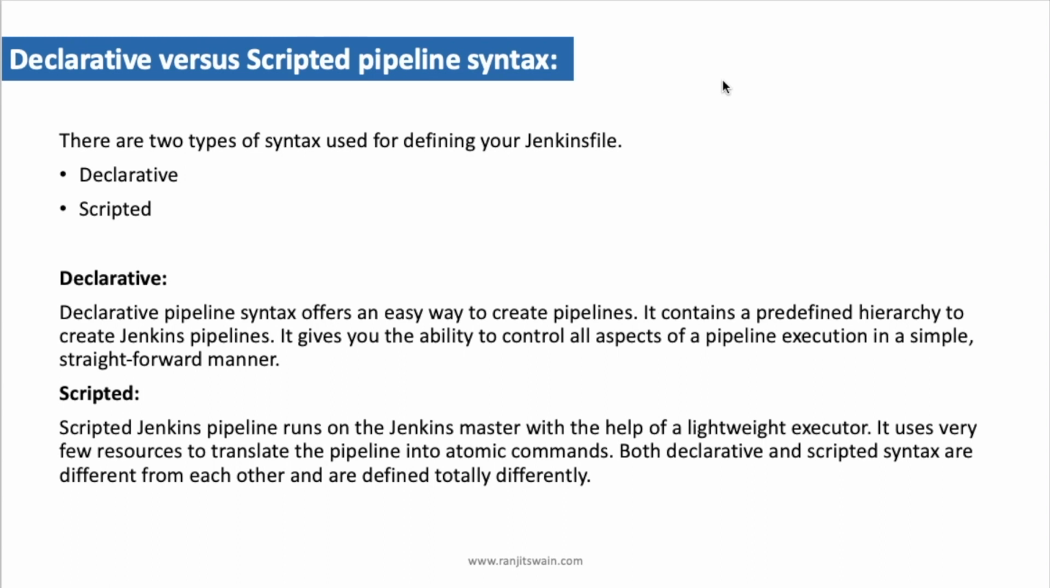And the scripted one, scripted Jenkins pipelines run on the Jenkins master with the help of a lightweight executor, and it uses very few resources to translate the pipeline into automatic commands. So both the declarative and scripted syntax are different from each other. Declarative is a simple plain language, you can write it one after another, but for the scripted you have to use Groovy script to write the pipeline. So let's start to set up our project. We'll use the declarative pipeline to create our CI/CD pipeline automation.